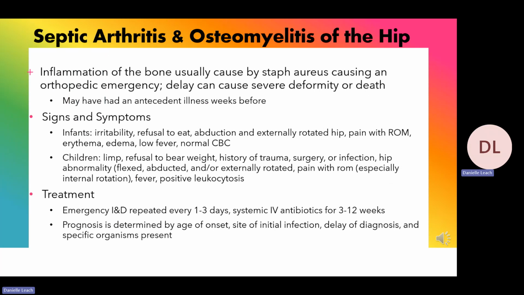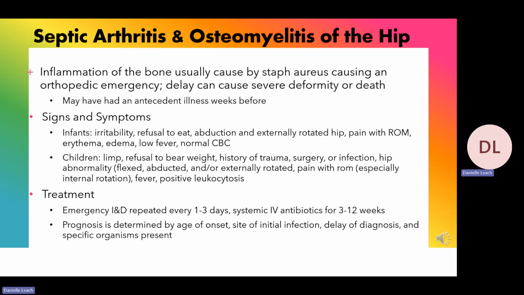Septic arthritis and osteomyelitis of the hip. So what this is, is inflammation of the bone that's usually caused by Staph aureus, and this is an orthopedic emergency. Any delay in diagnosing this can cause severe deformity of the hip or even death. This doesn't necessarily always have to be Staph aureus, and it doesn't necessarily always have to be the hip. These are just the most common organism and the most common location in children.